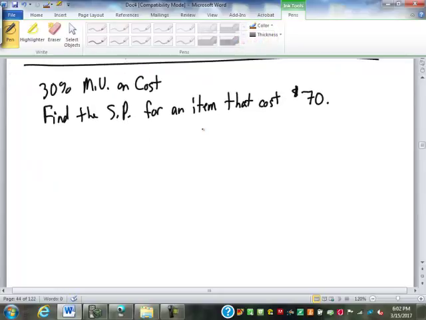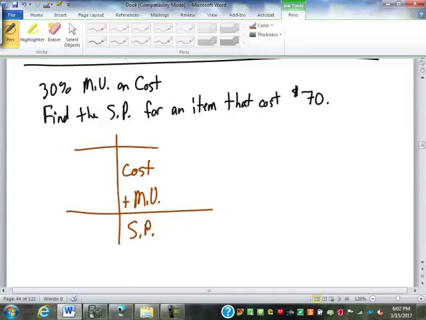Well, this one we probably don't need the table for because it's pretty straightforward, but I'm going to do it anyway. Cost plus markup, I'm going to use MU for markup, equals selling price. I'm going to use SP for selling price. We're going to write this table out enough tonight that we're going to need some abbreviations. And on one side is the percent, on the other side is the dollars.